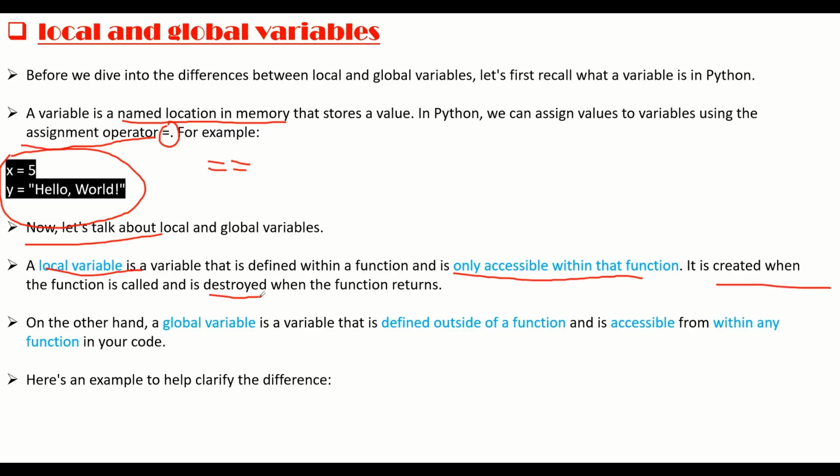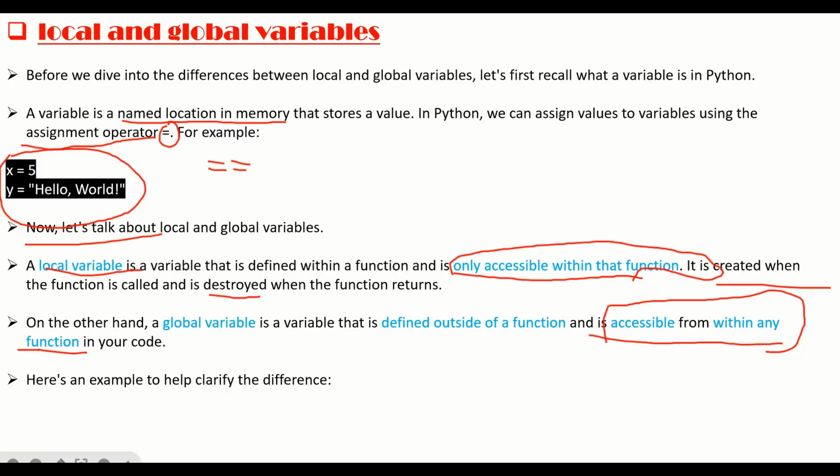On the other hand, a global variable is a variable that is defined outside of a function and is accessible from within any function in your code. So this is the difference between local and global variable. A local variable is only accessible within the function, and a global variable is accessible from within any function in your code. So this is local and global variable.